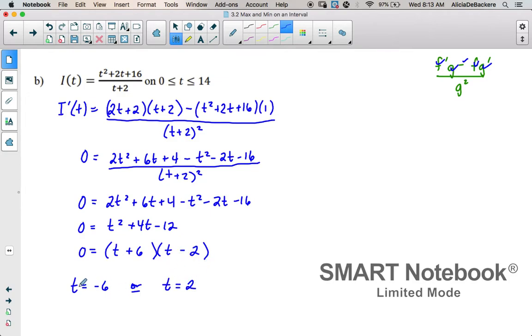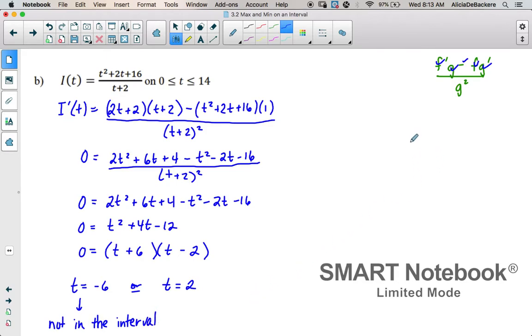And so I've got my two t values, and I also have my two endpoints on my interval. Now notice though, in this one, my interval goes from 0 to 14, and my one t value is negative 6. Now this is not in the interval. So I'm going to write that. I recognize that it's not in the interval, and that tells me I don't need to consider it.